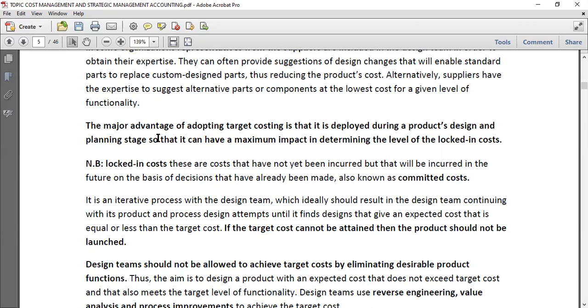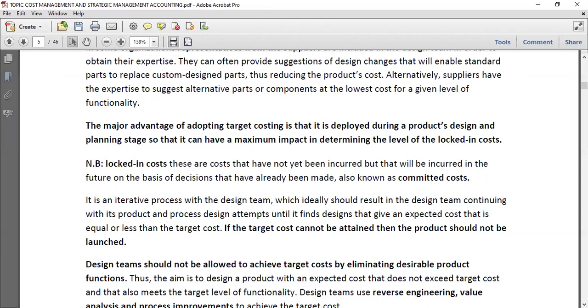Yeah, so we need to know one of the things they are saying is the locked-in costs. Adopting target costing means it is deployed during the product design and planning stage, so that it can have a maximum impact on determining the level of the locked-in costs. These locked-in costs are costs that have not yet been incurred, but will be incurred in the future. So when we do the whole targeting process, we are able to reflect on some of these costs that we are not yet aware of, or have not yet incurred.